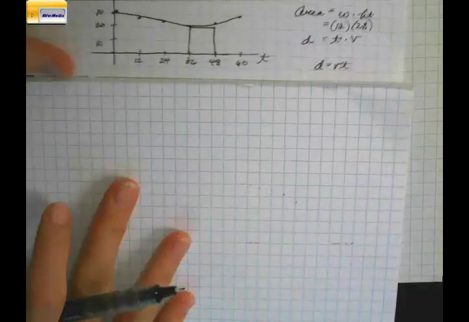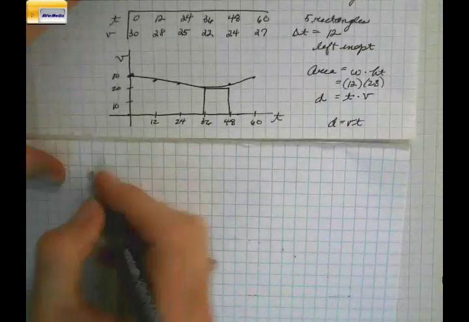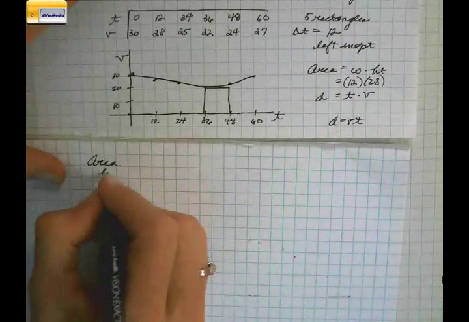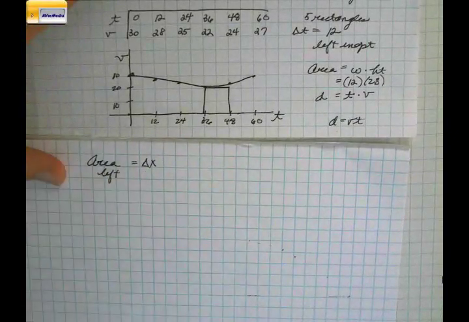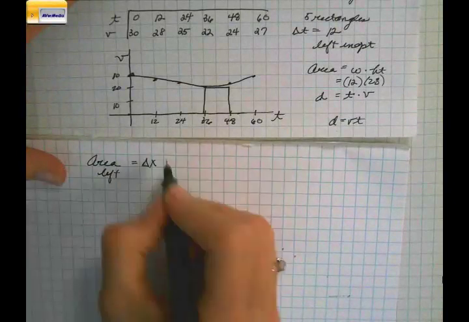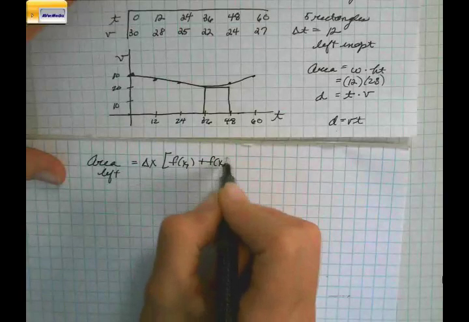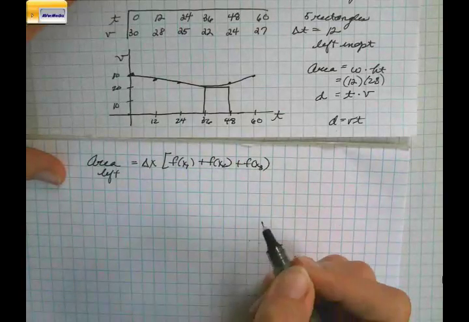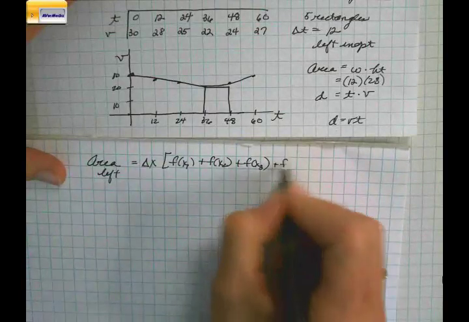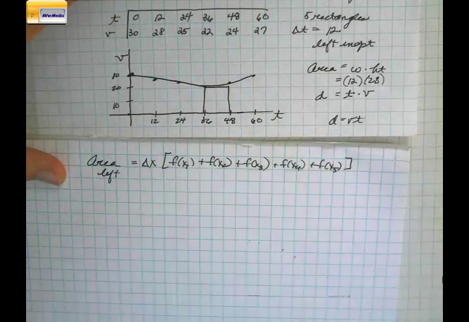So let's do it. The area under the curve, using the left endpoint, is delta x, which is consistent at 12 every time, times f of x sub 1, f of x sub 2, f of x sub 3. How many rectangles do we have? 1, 2, 3, 4, 5. f of x sub 4, and f of x sub 5.